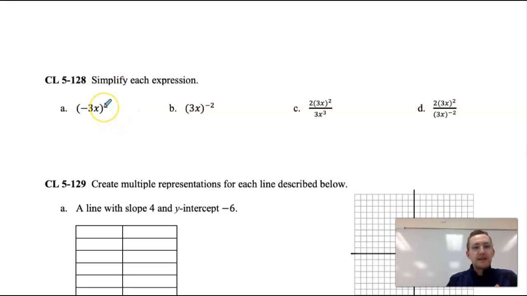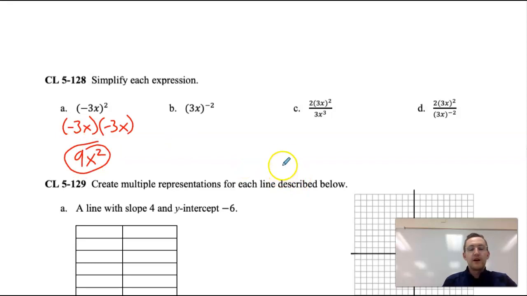Whenever we see something inside of parentheses raised to an exponent, everything on the inside is raised to that exponent. So that means we have to square everything on the inside here. If we expand this out, when we square something, it's something times itself. Just as a little review, it's negative 3x times negative 3x. If we multiply those two things together, we get 9x squared, which is in fact our answer.